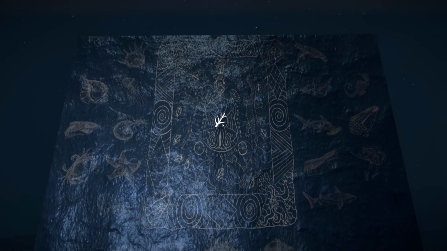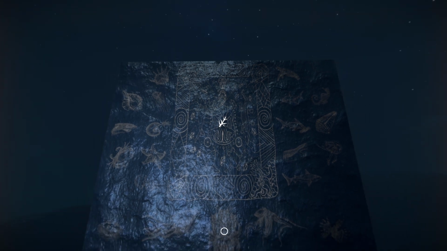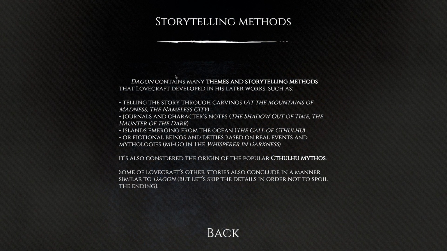Okay, so that is Dagon, I'm guessing. Many things in the story methods, such as telling the story through carvings, journals, character notes, islands emerging from the ocean, the Call of Cthulhu, fictional beings and deities based on real events, Cthulhu mythos.